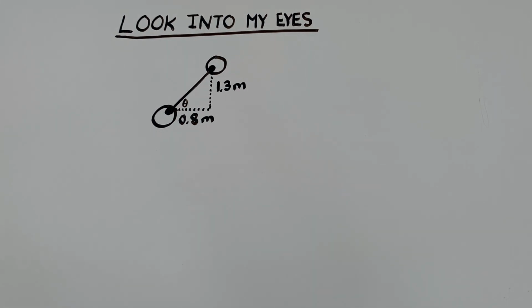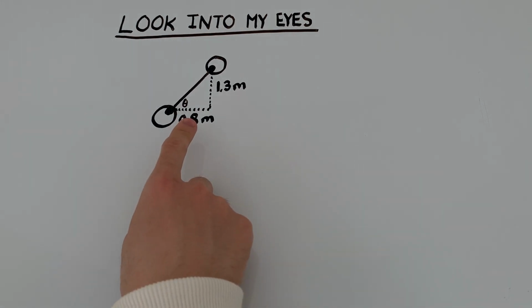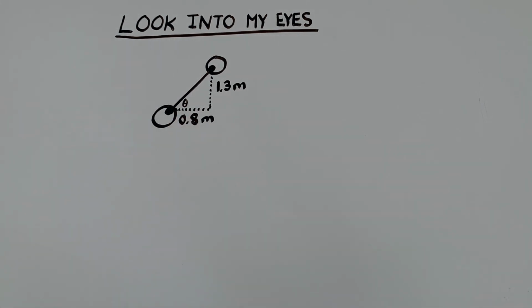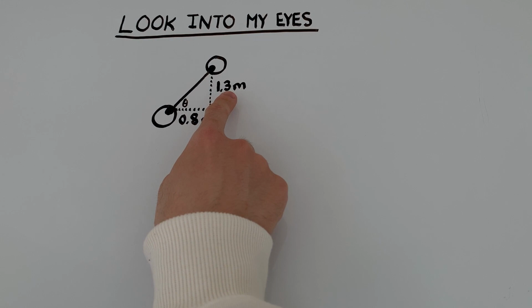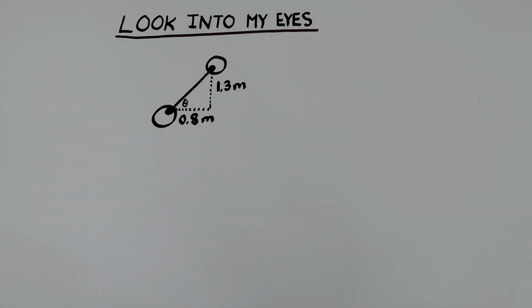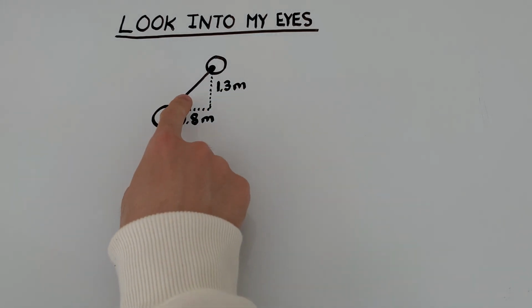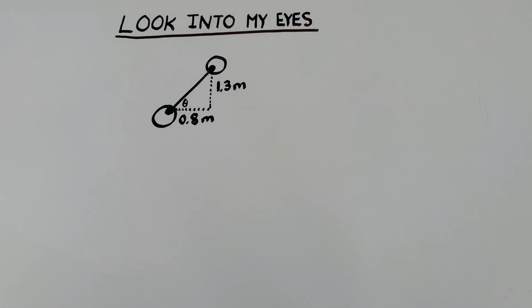Jack and Rose are in love, so of course they're staring at each other. They're standing a horizontal distance of 0.8 meters away from each other, and the vertical distance between them is 1.3 meters. And we need to find this angle of elevation.